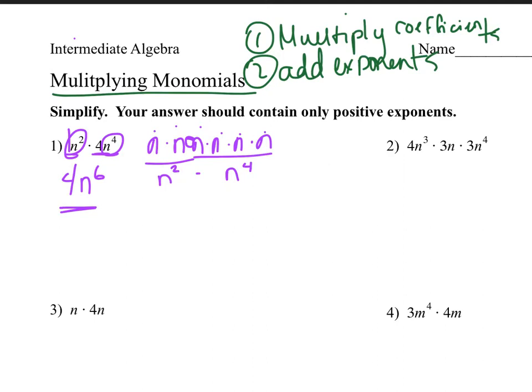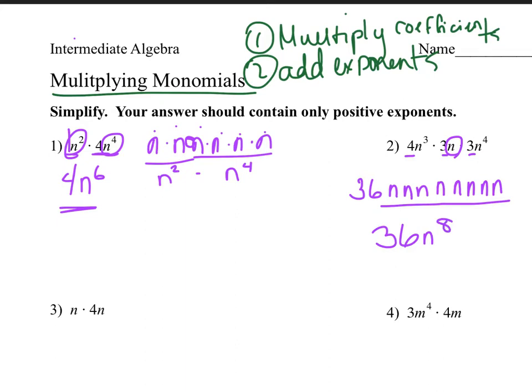Okay, you can do that if you want. So I could do this. I'm taking the 4 times the 3 times the 3. Multiply those together, which I believe is 36. And then you can see that n to the third is 3 n's. Just plain old n is just n. And n to the fourth is 1, 2, 3, 4. So altogether, there are 8 of them. And that's it for multiplying monomials.